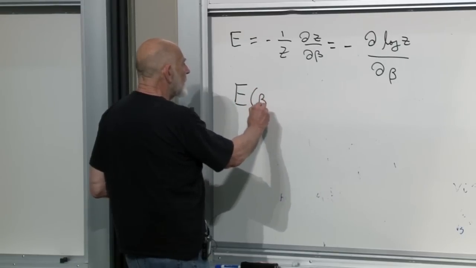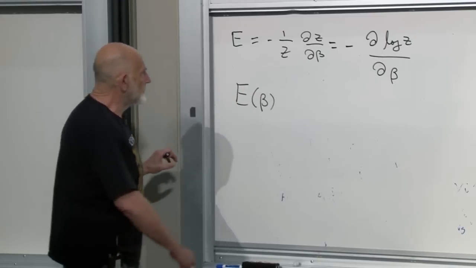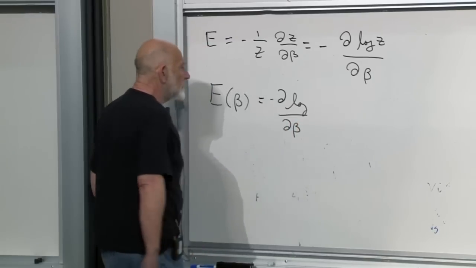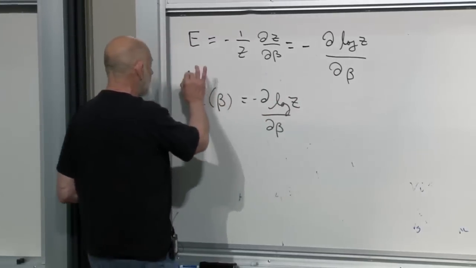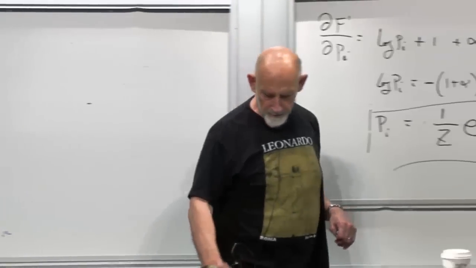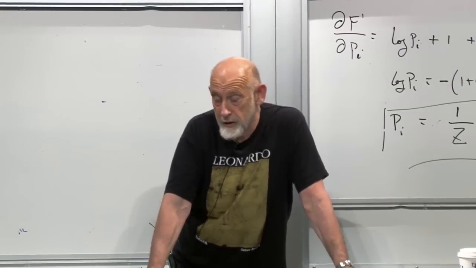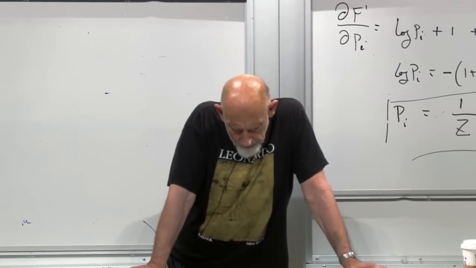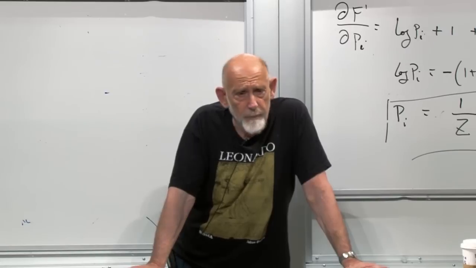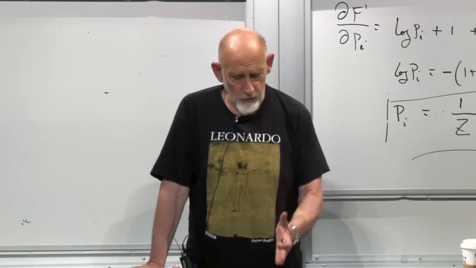What does it mean? Since we're going to find that beta is closely connected to the temperature, this is going to tell us the energy as a function of the temperature is minus d log z by d beta. This is the first of many magical formulas. Statistical mechanics is extremely easy and it's extremely hard. It's subtle. It's full of surprises. It's full of the application of very simple formulas, which then yield extremely surprising and powerful results.